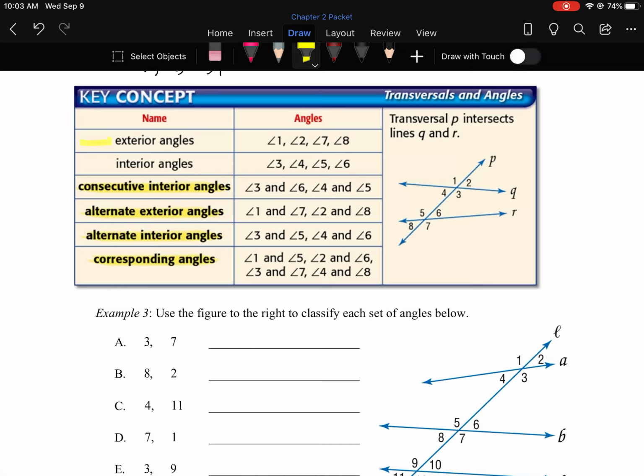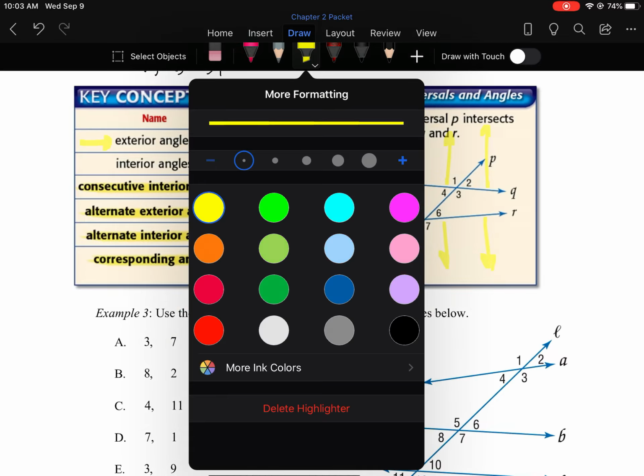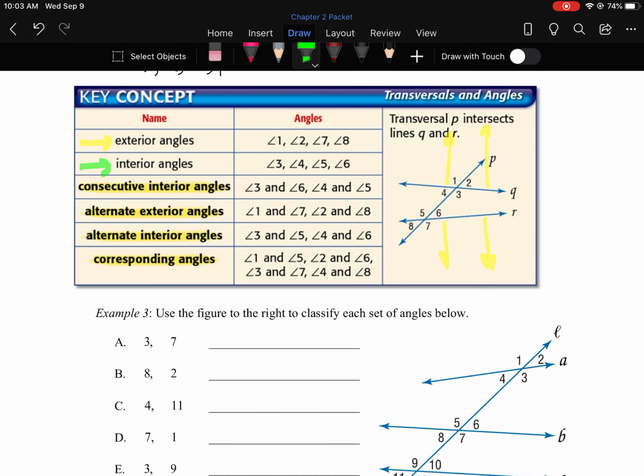So exterior angles is one of them. Exterior, think of outside. So we're talking about anything outside those lines. So 1, 2, 7, and 8, they're all exterior angles because they are outside the lines. Interior angles are anything inside them. So 3, 4, 5, and 6, they're all inside the lines. All right, that's really going to help us because the relationships we find talk about interior and exterior angles.